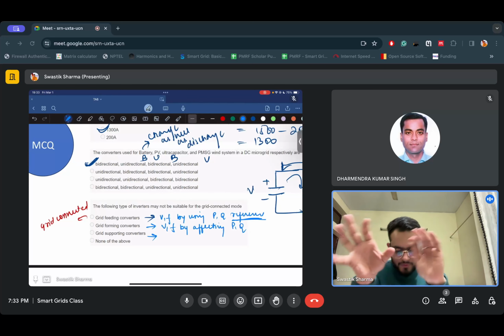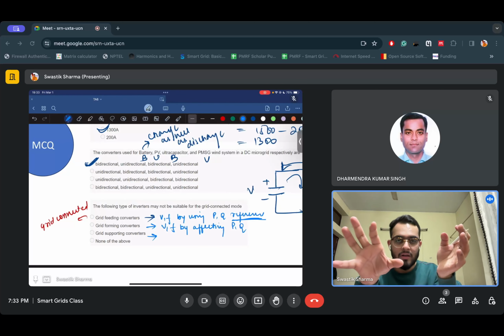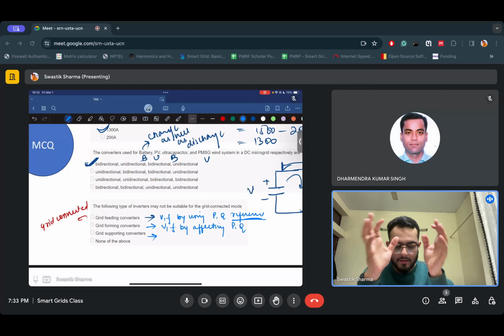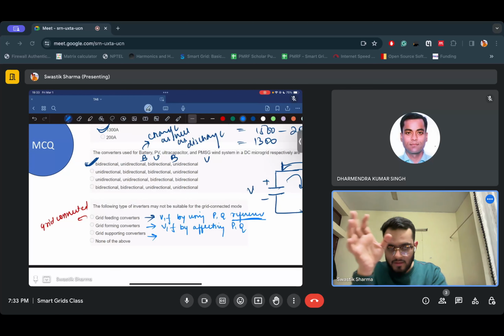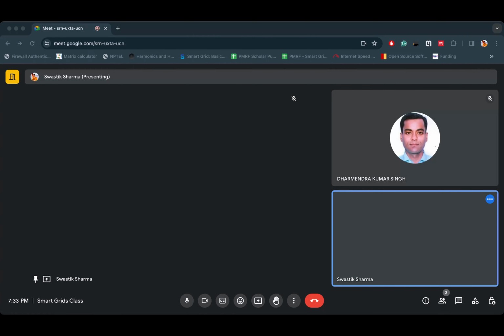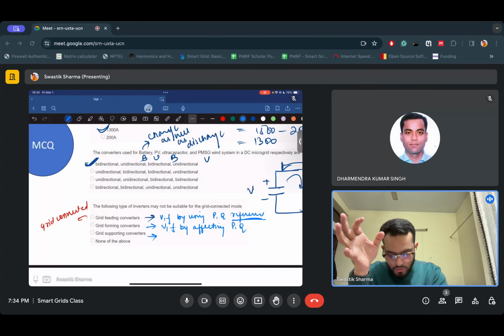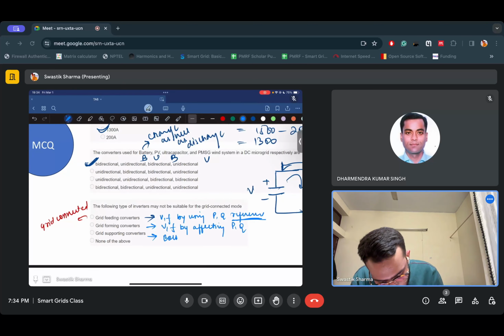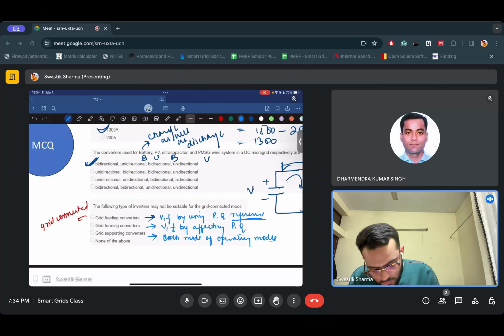Grid supporting mode can be used with both grid connected mode as well as islanding mode. So if they are being used for both, they are supporting the grid in both modes of operation. So they can be used in both grid connected as well as islanding mode. So only the grid forming converters are not suitable for grid connected mode because they are the ones who tell what the voltage and frequency of the system will be.